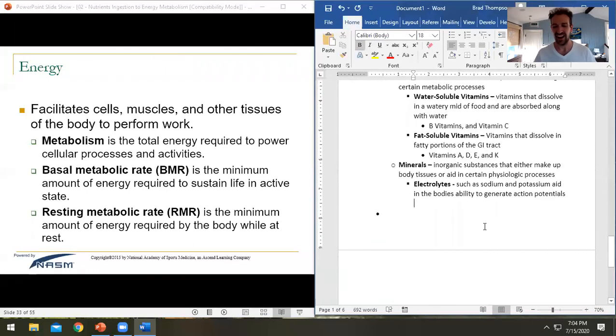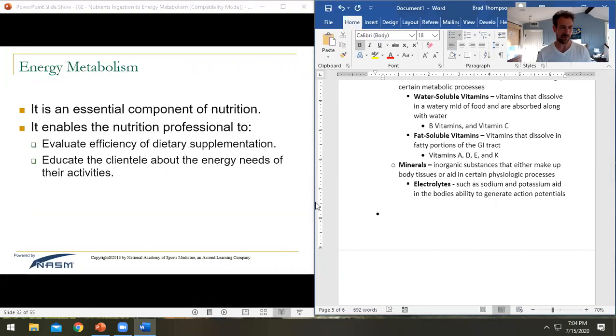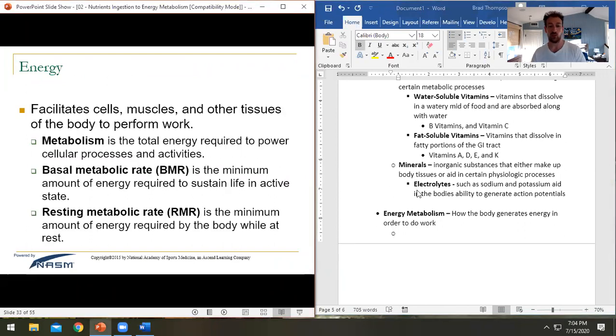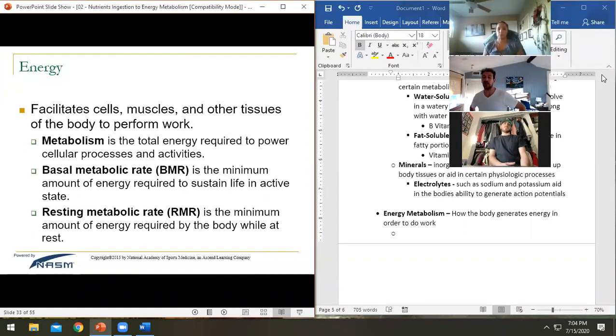All right, so energy metabolism is going to be how the body generates energy in order to do work, okay? So when we talk about what metabolism is, we're talking about metabolism in a little bit of a different way today, by the way. In the past, we've talked about metabolism from the viewpoint of direct ATP production and stuff like that. And we are going to talk about that right here.